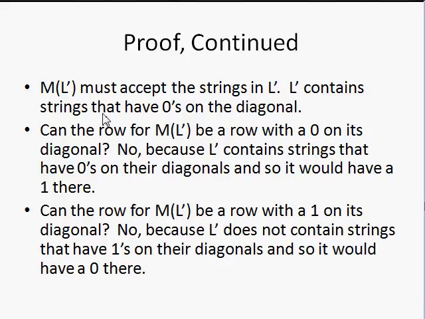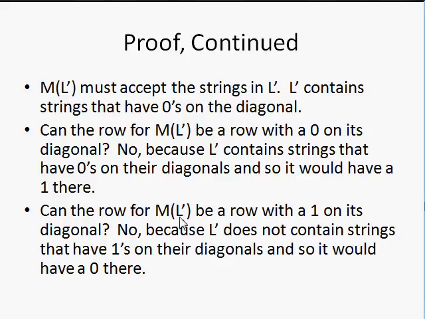That machine that we're talking about, if L prime is Turing acceptable, then it has a Turing machine, and that machine has to accept the strings that are in L prime. And L prime contains the strings that have 0s on the diagonal. So could the row that goes with the machine for L prime be one of the rows that has a 0 on the diagonal? No, because L prime contains the strings that have 0s on their diagonals, and so the row that goes with L prime would have to have a 1 for the string that's on the diagonal, because that string gets accepted because it had a 0 on the diagonal. You see how confusing this can get?